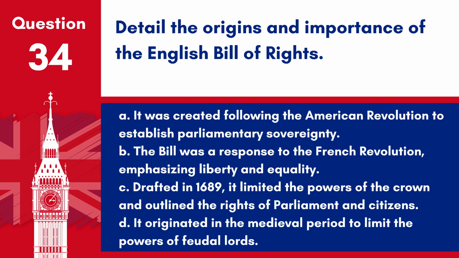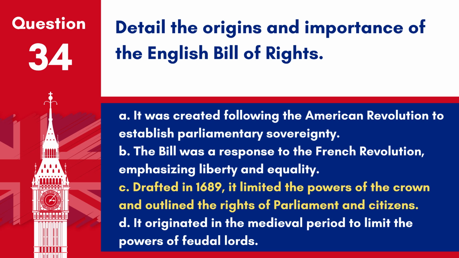A. It was created following the American Revolution to establish parliamentary sovereignty. B. The bill was a response to the French Revolution, emphasizing liberty and equality. C. Drafted in 1689, it limited the powers of the Crown and outlined the rights of Parliament and citizens. D. It originated in the medieval period to limit the powers of feudal lords.